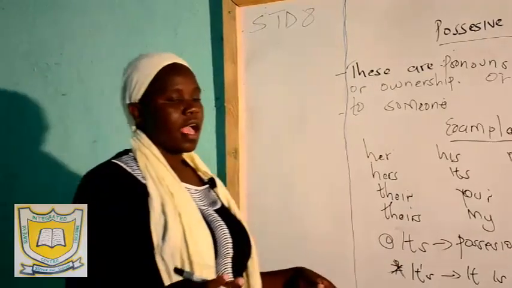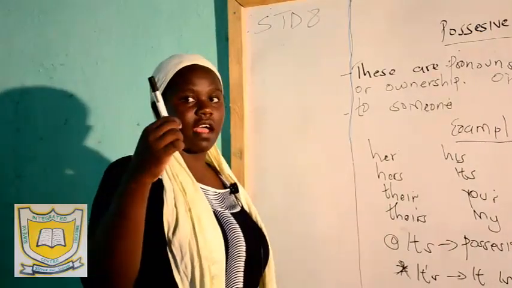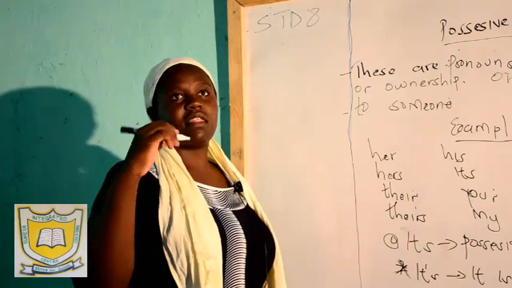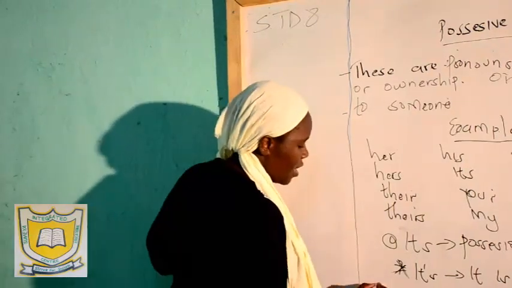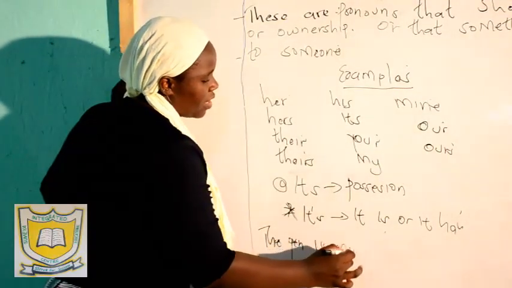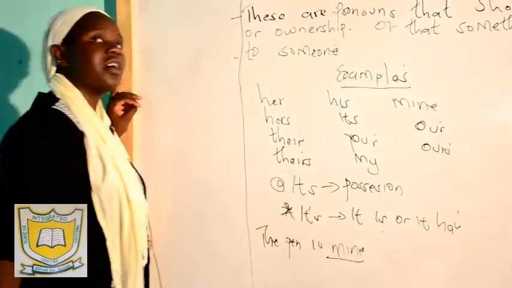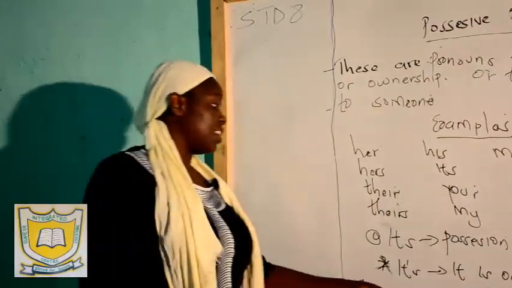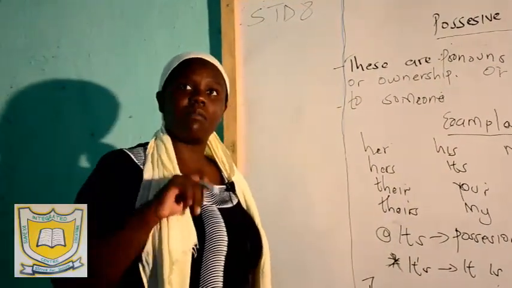For example, I have this pen. The teacher has the pen. I have this pen, so what does that mean? The pen is mine. Mine is what? A possessive pronoun. It has been used in this sentence to show that this pen belongs to me.